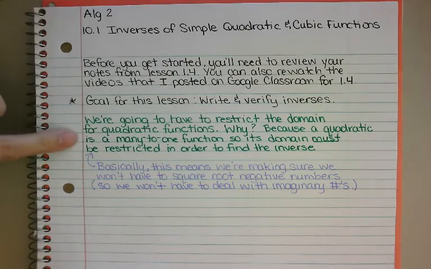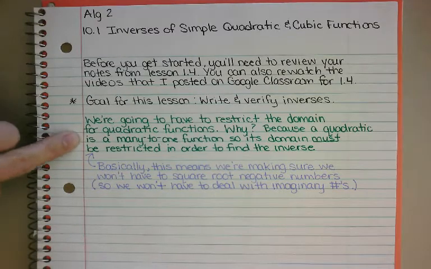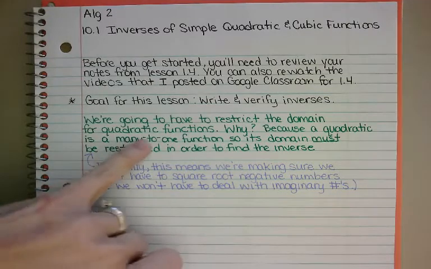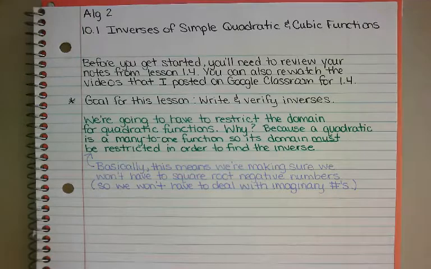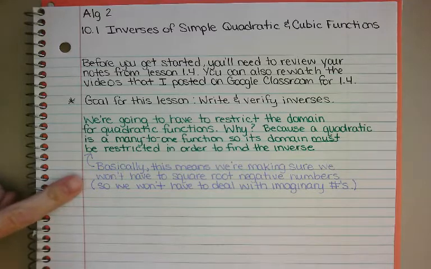So something that you're going to have to keep in mind, we're going to have to restrict the domain for quadratic functions. Why? Because a quadratic is a many-to-one function, so its domain must be restricted in order to find the inverse. If you don't know what many-to-one means, you can look at your interactive lesson on 1.4 for that explanation. Basically, what this means is that we're going to make sure that we don't have to square root negative numbers because we don't want to deal with imaginary numbers. We're just wanting to deal with real numbers.